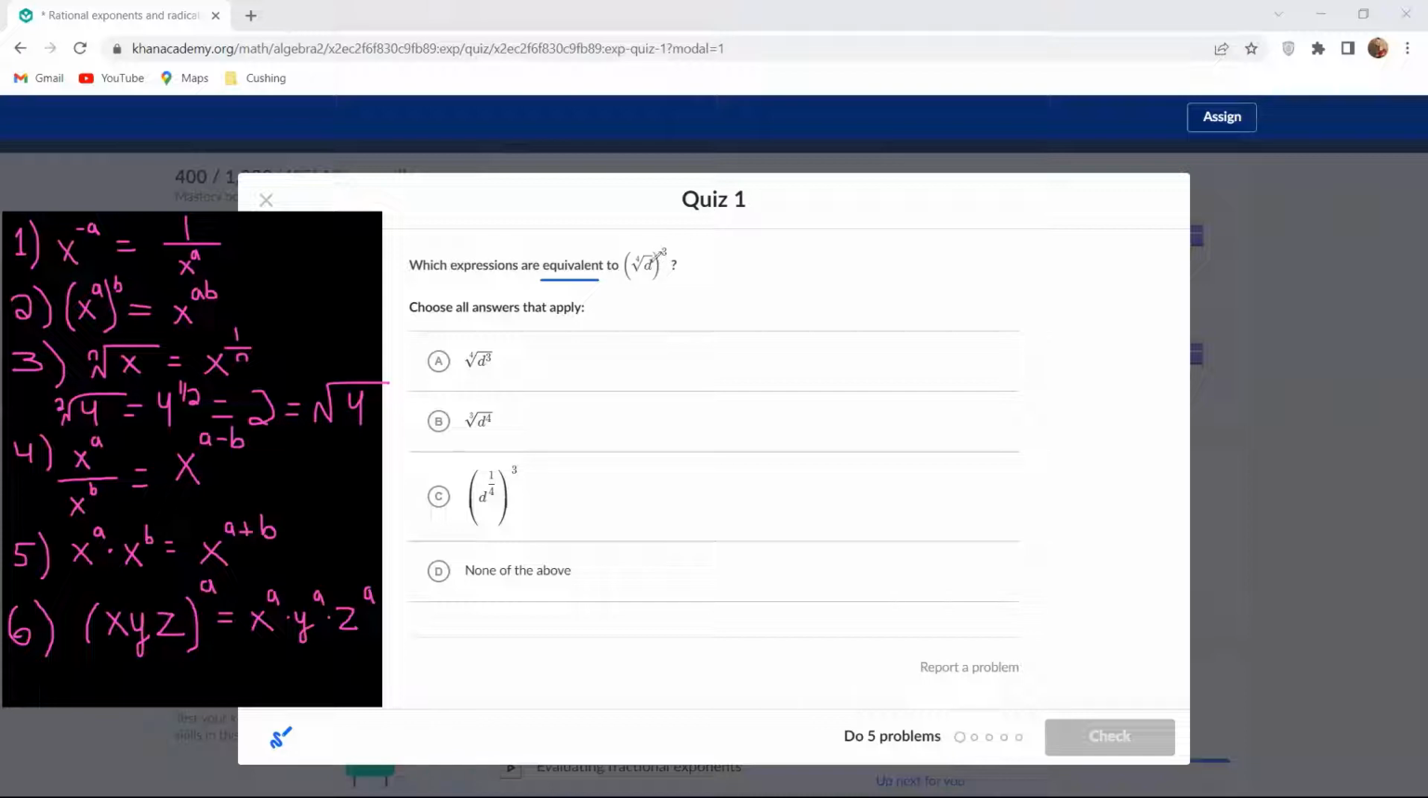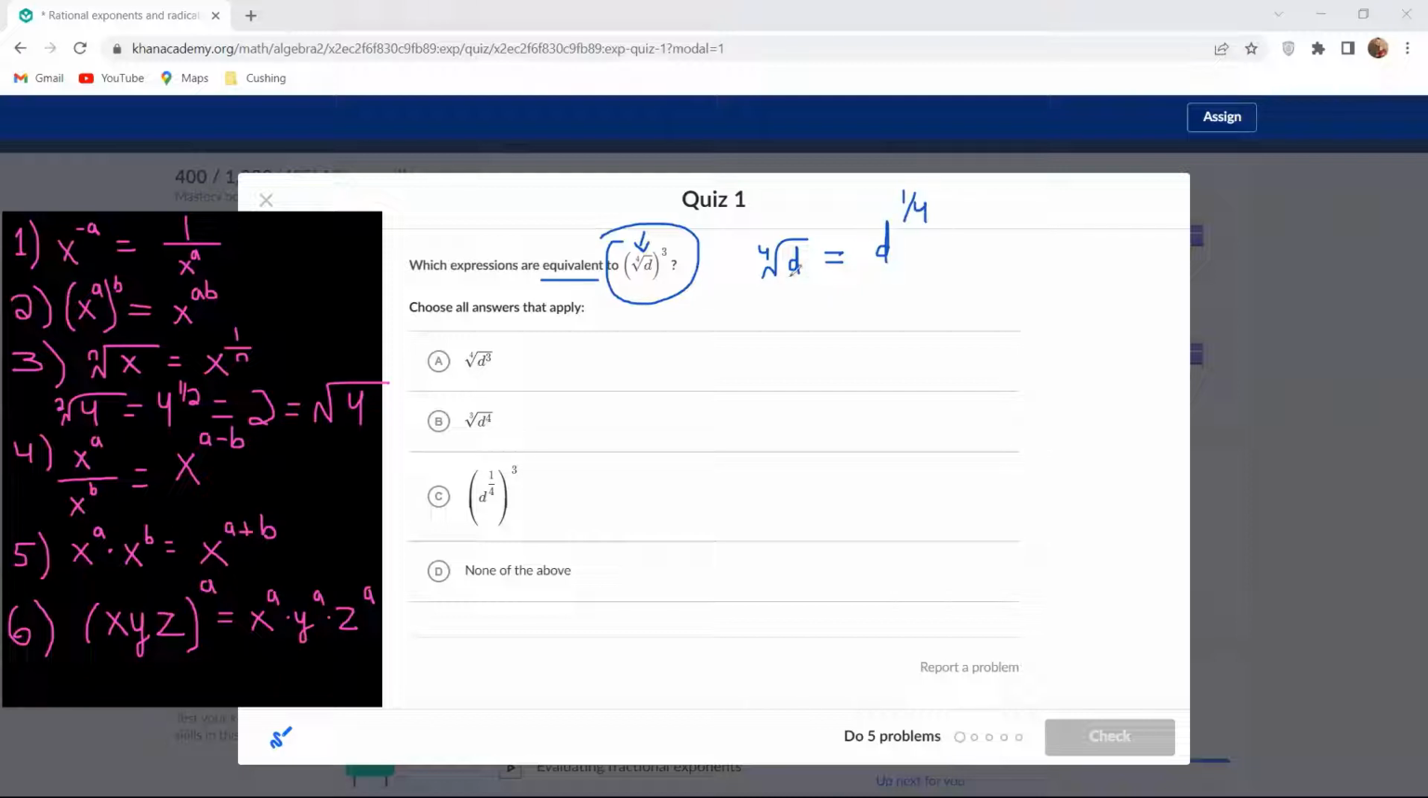So let's think about how we can rewrite this using the rules that we already kind of know. The first thing that sticks out to me is rule number 3. I have this little n here, so we're taking the 4th root. So basically, instead of writing it like this, the 4th root of d, according to the rule, I can write it as d to the 1/4.